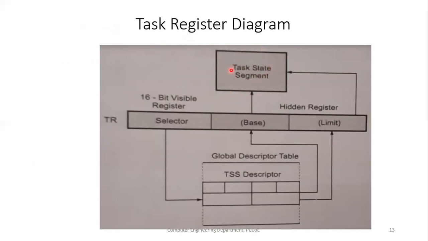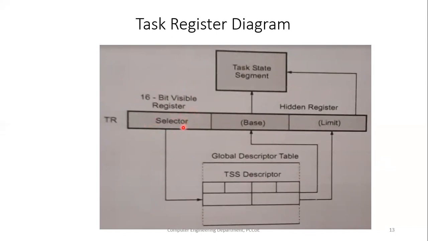See, this is your TSS, task state segment. Then this TR, that is the task register, consists of three fields: selector, base and the limit. Over here, the 16-bit field is the visible portion, and the remaining portion is the hidden register. This is the visible register and this is the hidden register. Now, this is the GDT, global descriptor table, and in the global descriptor table, there is the TSS descriptor, that is the task state segment descriptor.